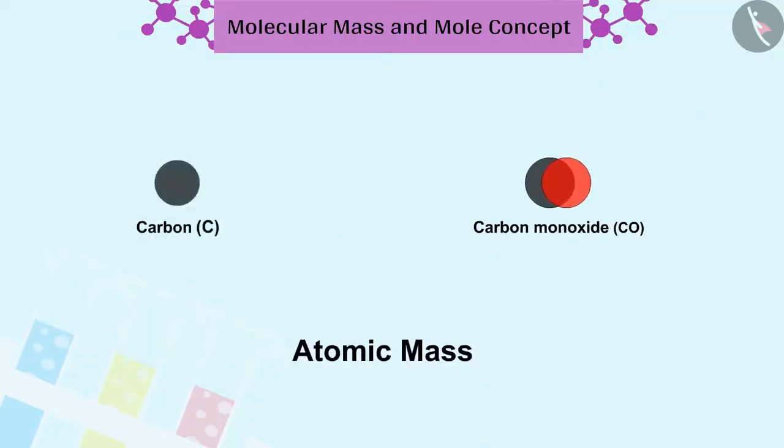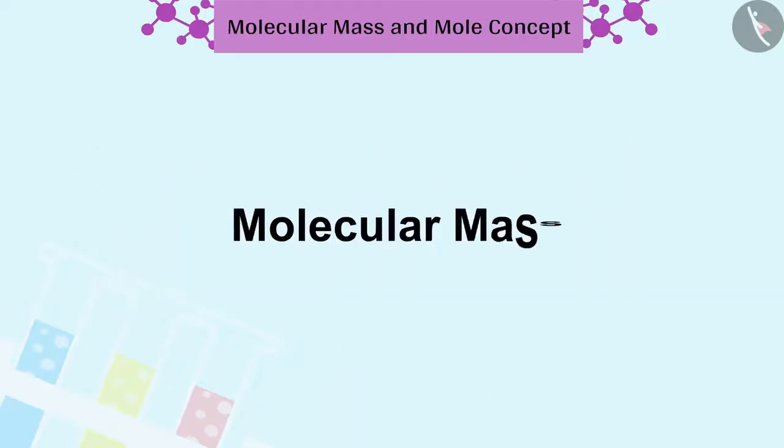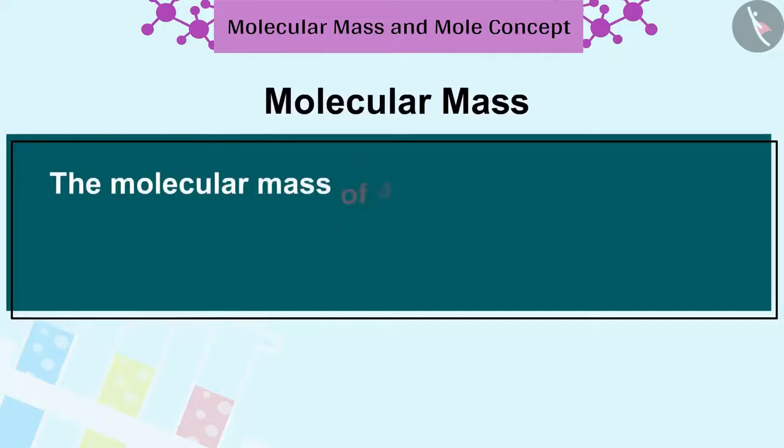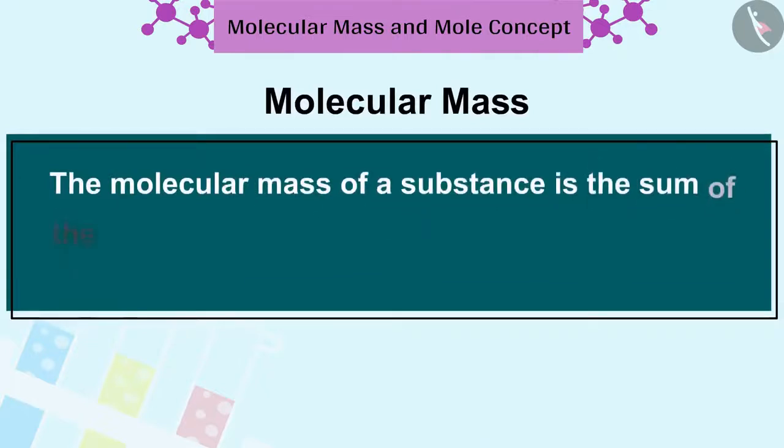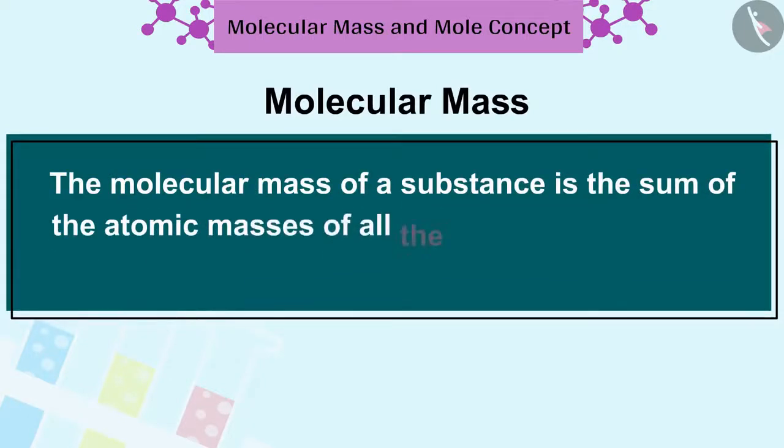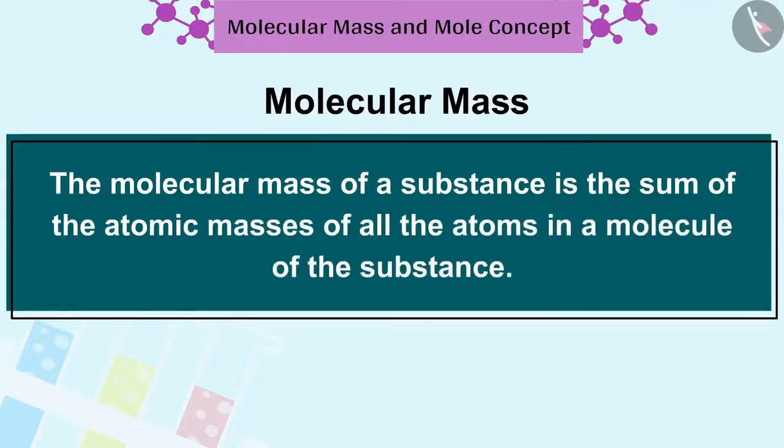Friends, we have studied atomic mass. Let us now learn about molecular mass. The molecular mass of a substance is the sum of the atomic masses of all the atoms in a molecule of the substance. We express this by the atomic mass unit U.